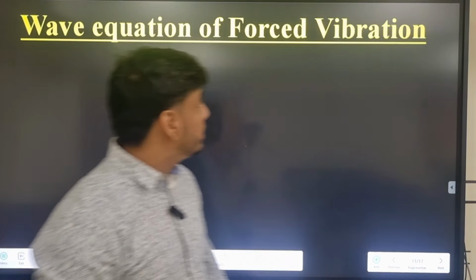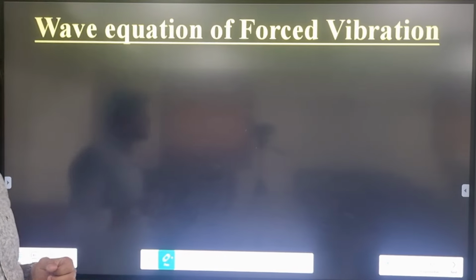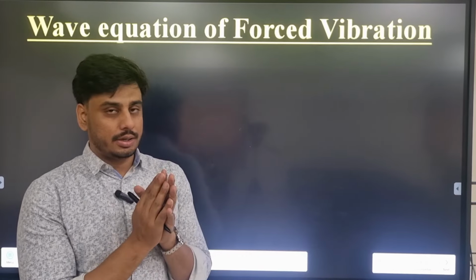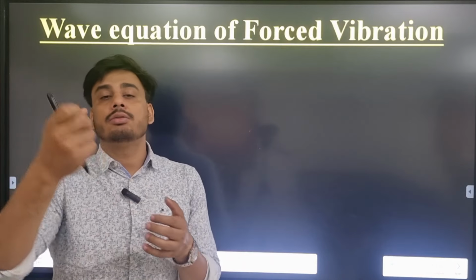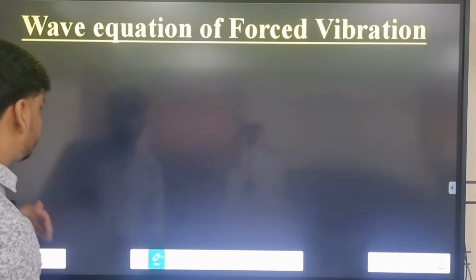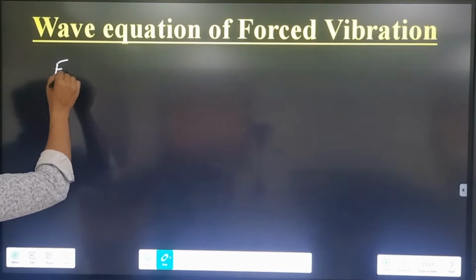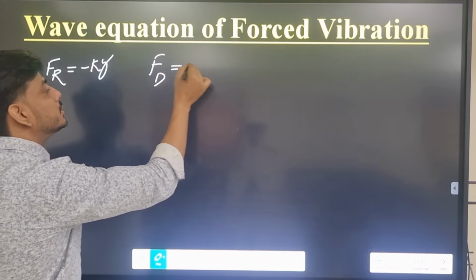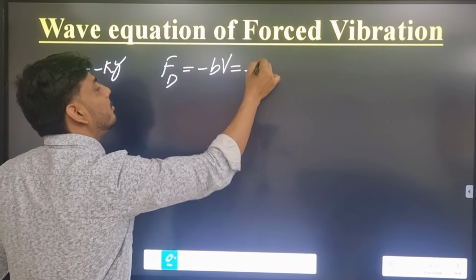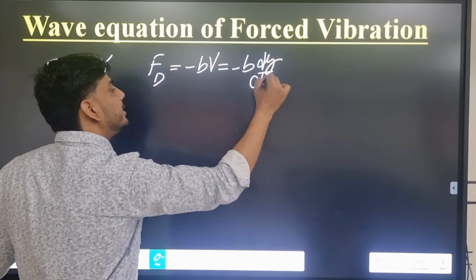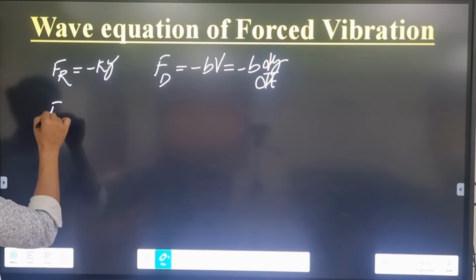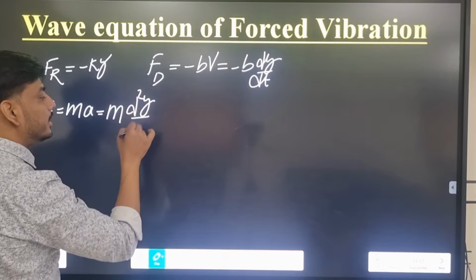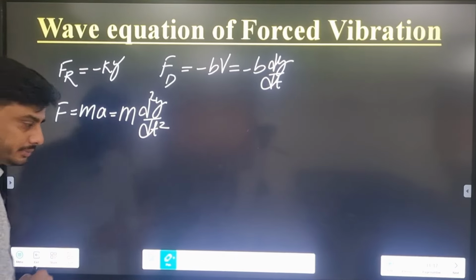Now we will find out the wave equation. To find the wave equation, we have to first consider what the different forces involved here are. Once we get the different forces, we will find out the relation between them. So let's find that out. One is the restoring force. So restoring force is minus ky. Then the damping force, which is equal to minus bv, or you can write minus b dy by dt. Again, the inertial force is nothing but mass into acceleration, which is equal to m d square y by dt square, the double derivative of displacement.